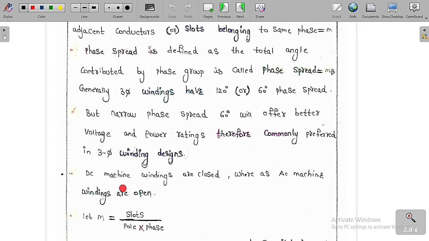I have already told you DC machine windings are always closed. In a DC machine, whatever armature winding you are going to use, it is always closed in nature.